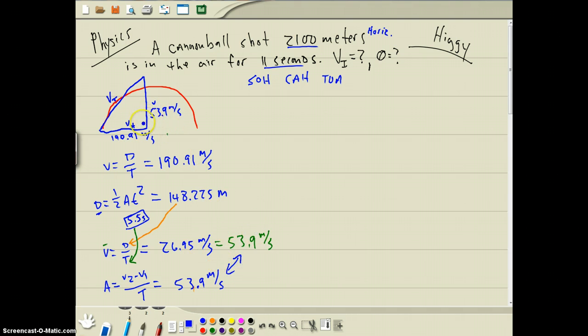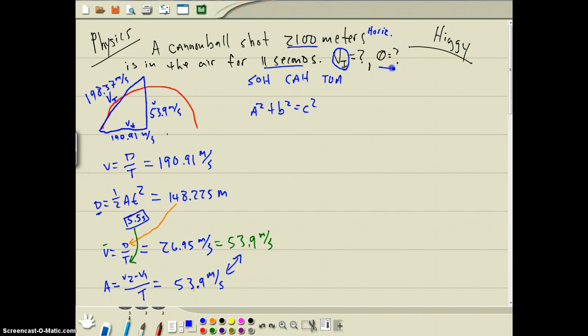All right, so anyway, now I've got this. Now I can find this by using the Pythagorean theorem. I'm not going to go through all those numbers, but when I do that, using the Pythagorean theorem, which is a squared plus b squared equals c squared, and run through all of that, I wind up getting 198.37 meters per second. Now I have my initial velocity that I was looking for here.